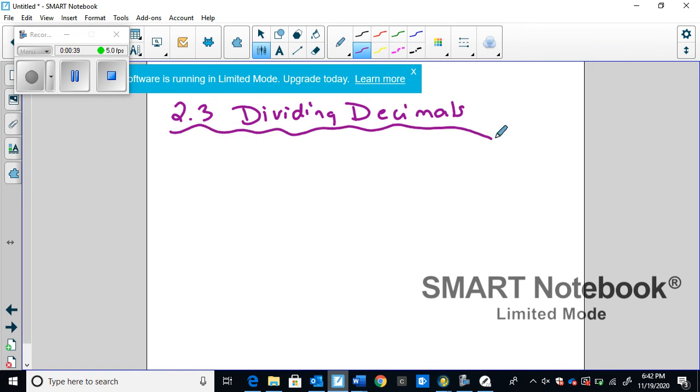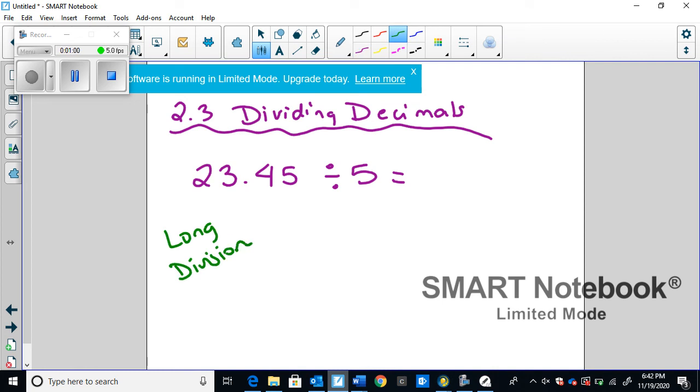So let's start with a question like 23.45 divided by 5. When we get a question like this, we've got our decimals. We are going to set up our long division. Now, there's more than one way to do this. I'm going to show you the long division method because you did it last year. You're familiar with it now, so it should be a repeat.